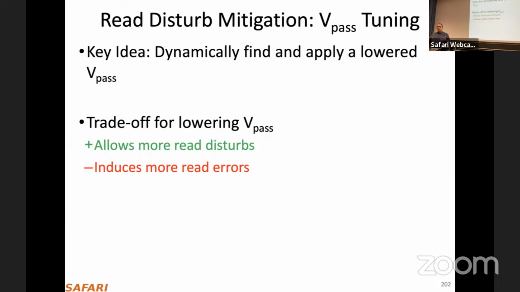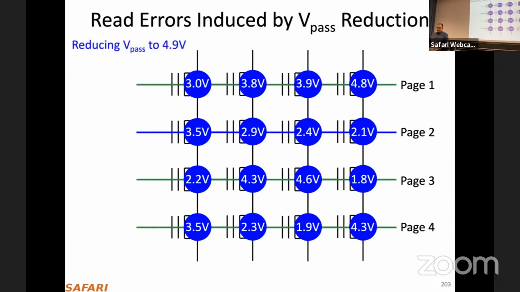Because of process variation, they consider that VPass should be high enough such that, no matter the cell position or the characterization of that cell, it will work as a resistor, essentially. But once you reduce your VPass, you are eating up through the guard band. So now there can be some cells that may not be turned on if you apply that lowered VPass, and that can cause issues.